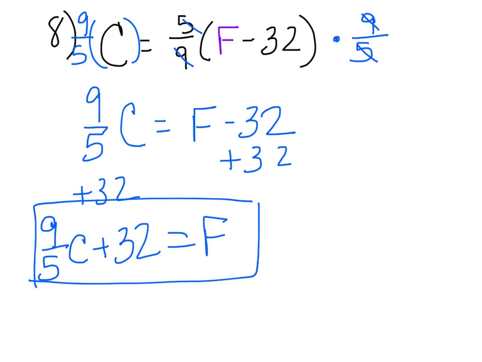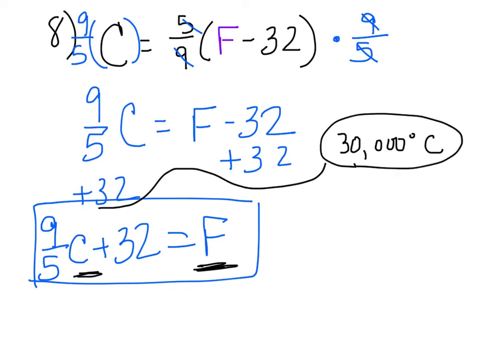Now, we are going to go one step further. I'm going to add this. Lightning, the temperature for lightning is 30,000 degrees Celsius. Determine what that is in Fahrenheit. Well, F stands for Fahrenheit. C stands for Celsius. This is Celsius. This is going to get plugged in for C. So all I do is plug this in.